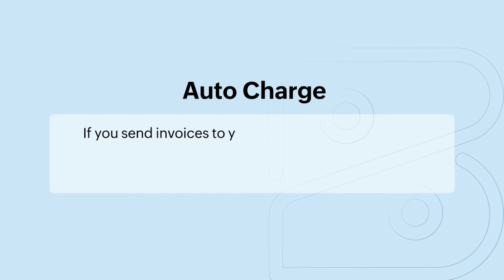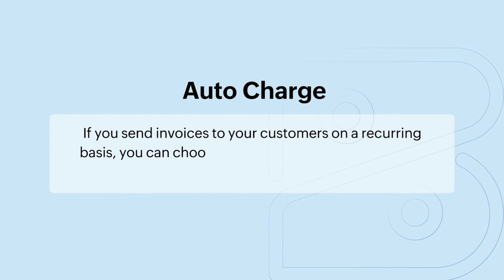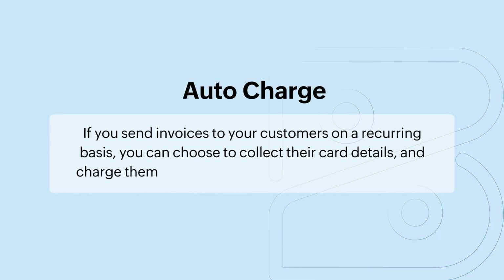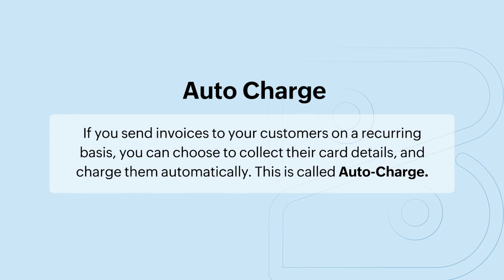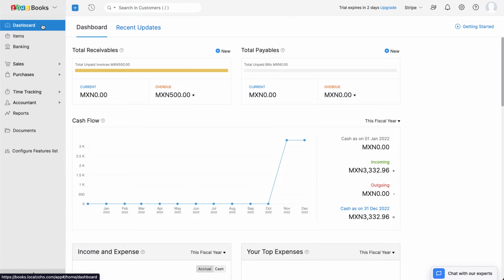If you send invoices to your customers on a recurring basis, you can choose to collect their card details and charge them automatically. This is called autocharge. Let's see how autocharge works through Stripe in Zoho Books.